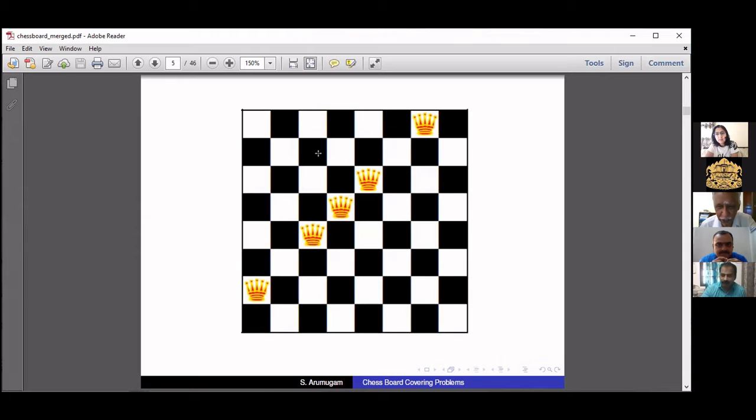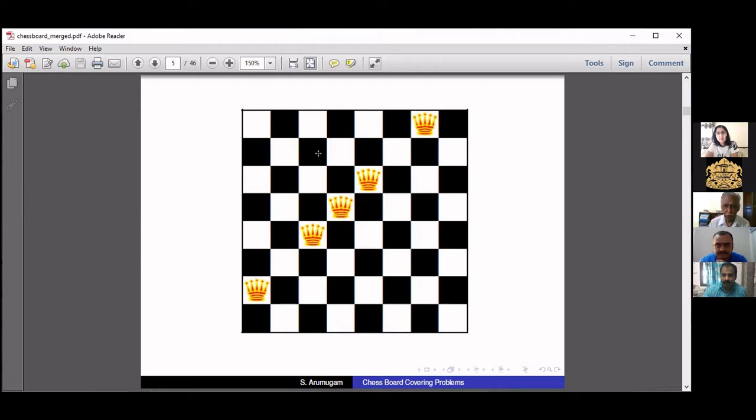Okay. You look at this solution. I have placed five queens on the chessboard. You see that every cell is covered now. Because the queen can move diagonally, horizontally, vertically, any number of steps. Yes. It cannot jump. In a single move, it should go to that place.